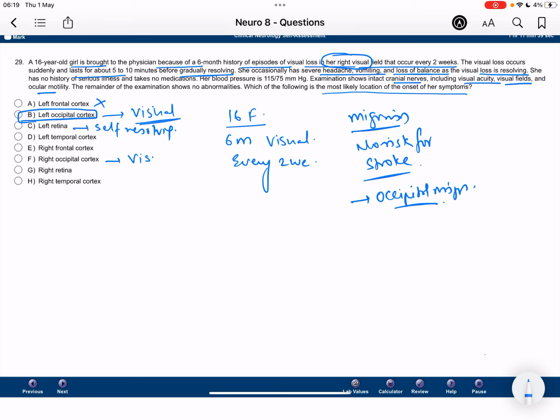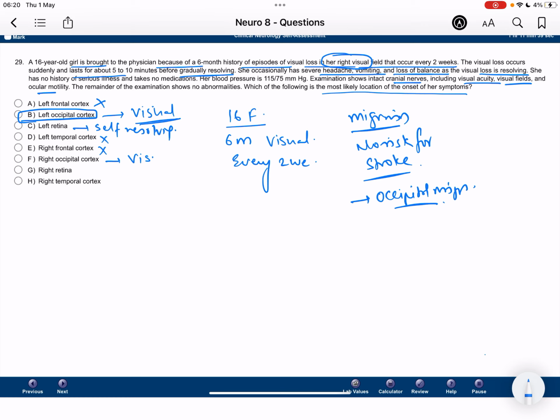So whenever there is left retina involvement, the patient usually has prolonged visual field defects. Left temporal cortex, I'm not worried about, because temporal cortex usually causes quadrantanopias. There is no mention of quadrantanopia here. Right frontal cortex, again, the patient will have involvement of the executive function, which is not the case.